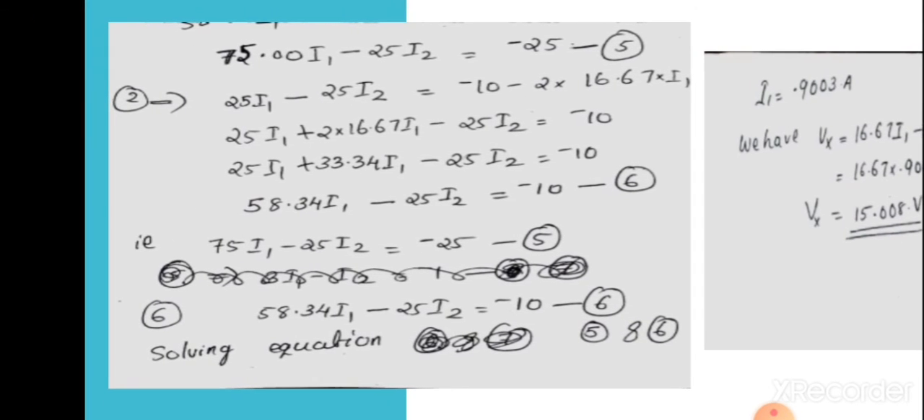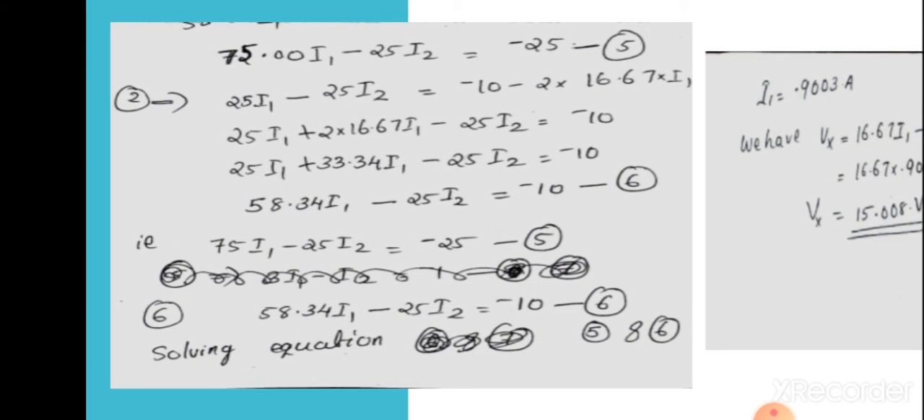So in the next step, equation 2 gives 25 I1 minus 25 I2 equal to minus 10 minus 2 into, instead of Vx we are writing 16.67 into I1. By rearranging the equation we will finally get 58.34 I1 minus 25 I2 equal to 10. So that is equation number 5, and now we got equation number 6. Equation 5 and equation 6 contain only two variables, that is I1 and I2 only. We can easily solve these two equations.